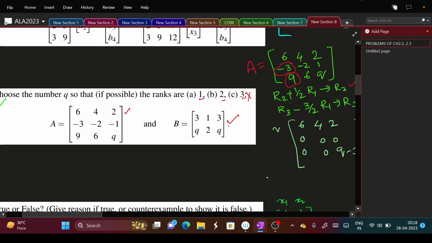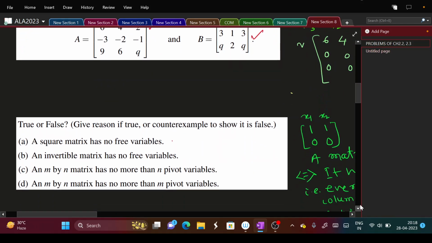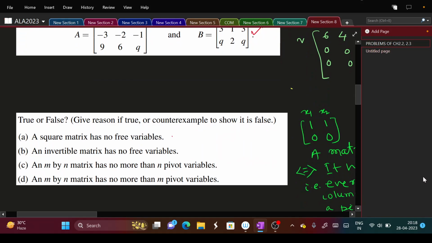Next question is, we have to verify whether the given conditions are true or false. Give the reason if true, or a counter example to show it is false. A square matrix has no free variables. Observe, it is a square matrix and it has one pivot, that means one free variable. So we got a counter example, and according to that counter example, it is false.